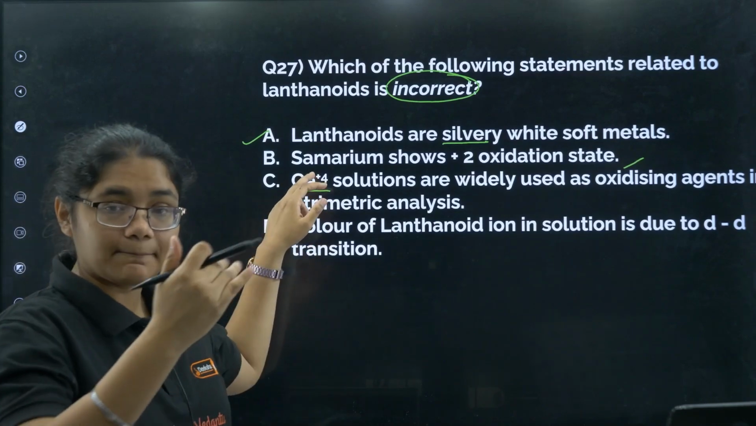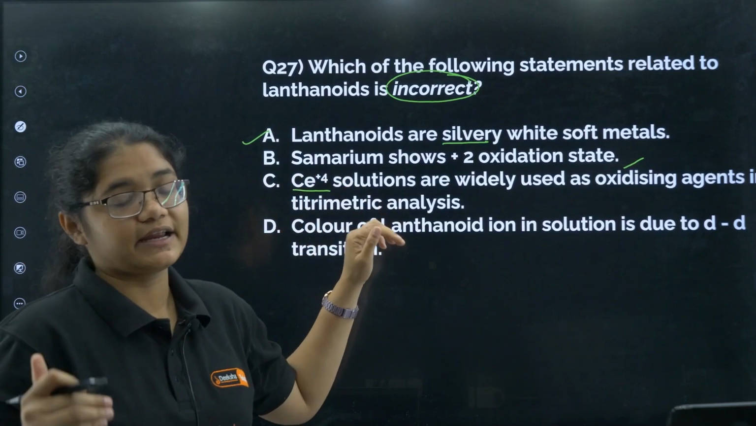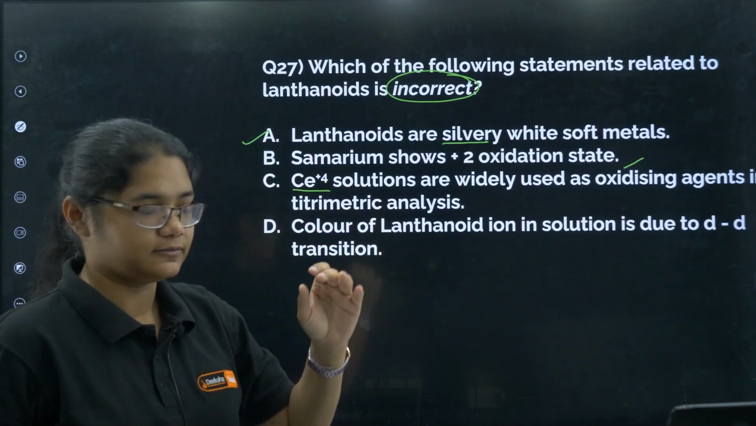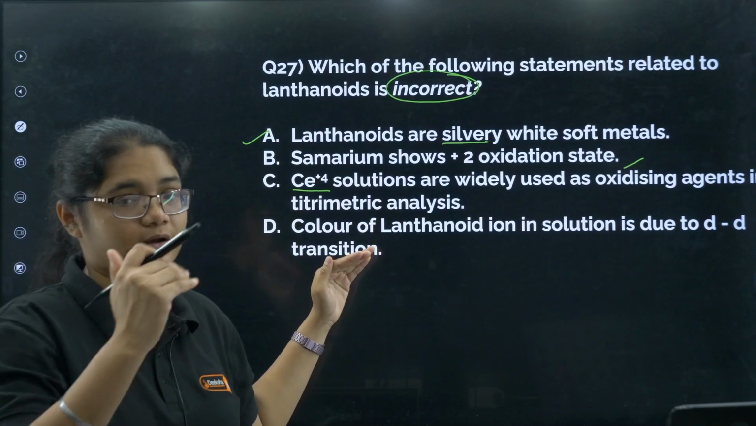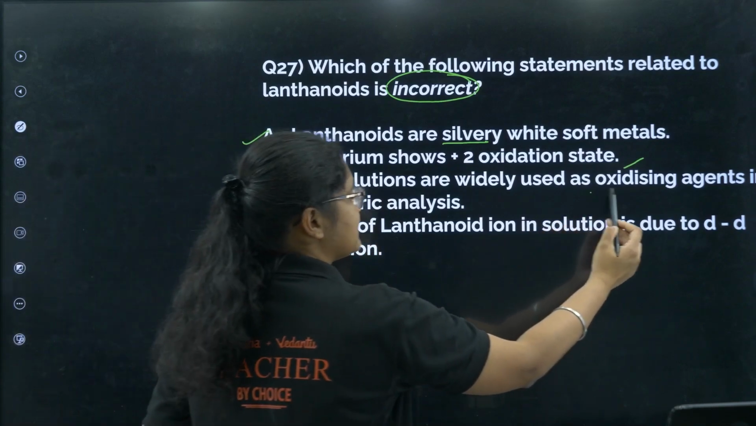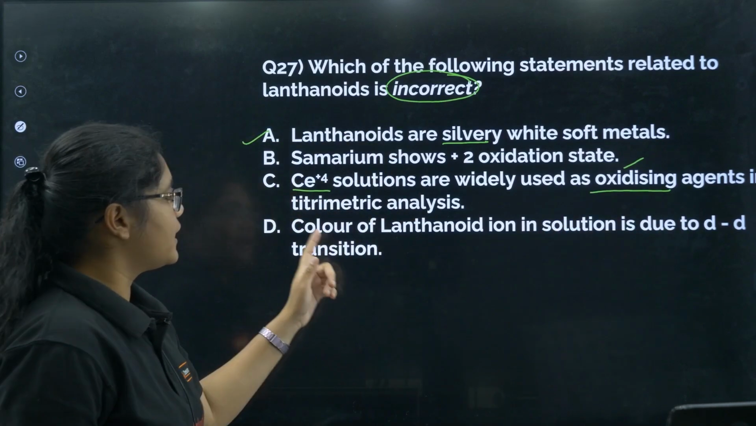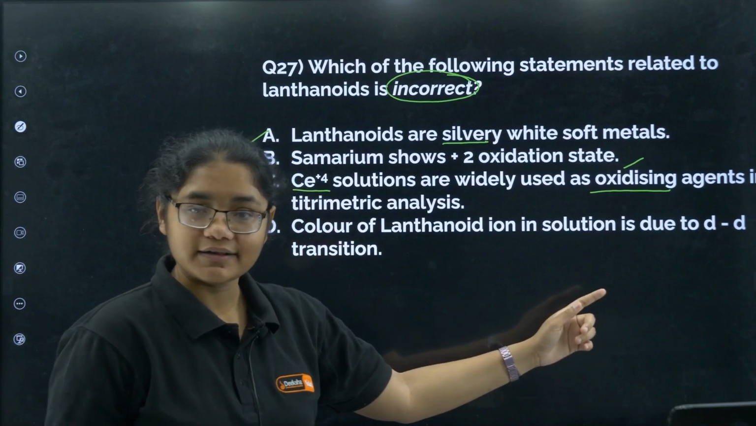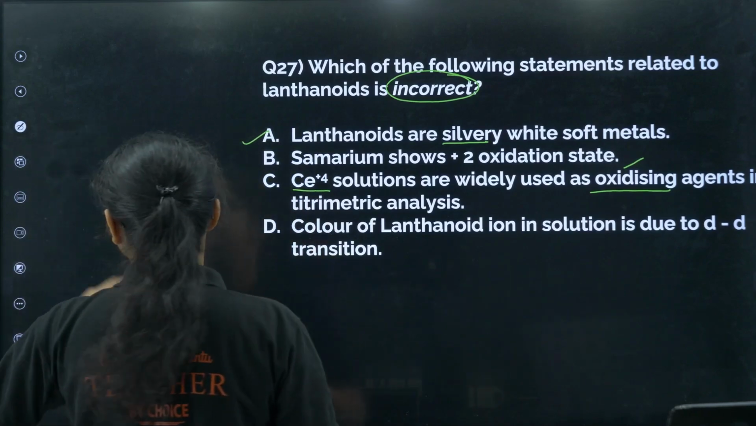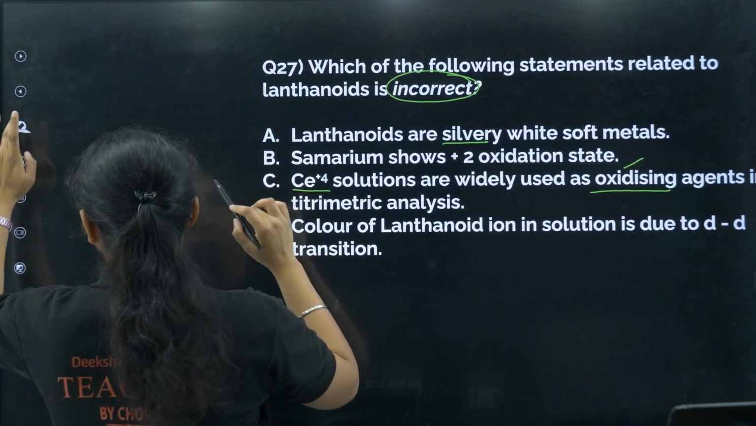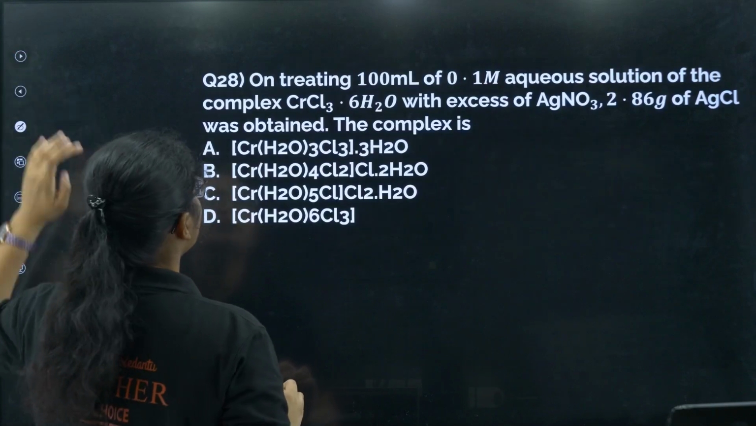So it can come back, the common oxidation state of actinoids and lanthanoids is +3. So it can come back to +3, it will undergo reduction, it will be used as an oxidizing agent. Now, color of lanthanoid solution is due to d-d transition? No, that is due to f-f transition. So the incorrect statement here is option number D.